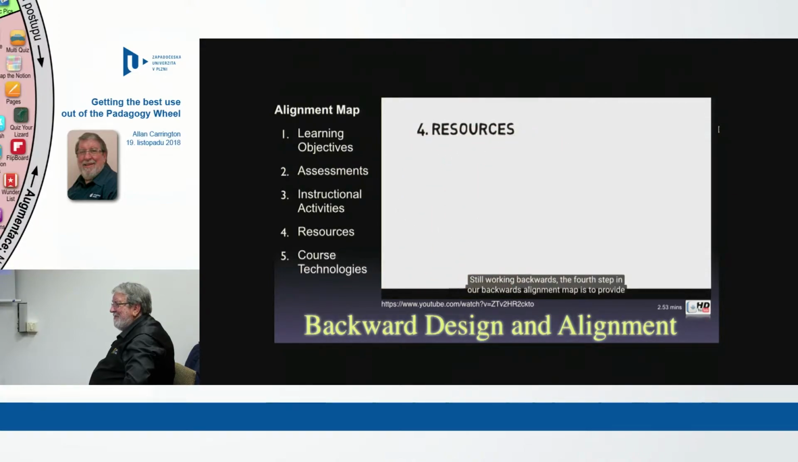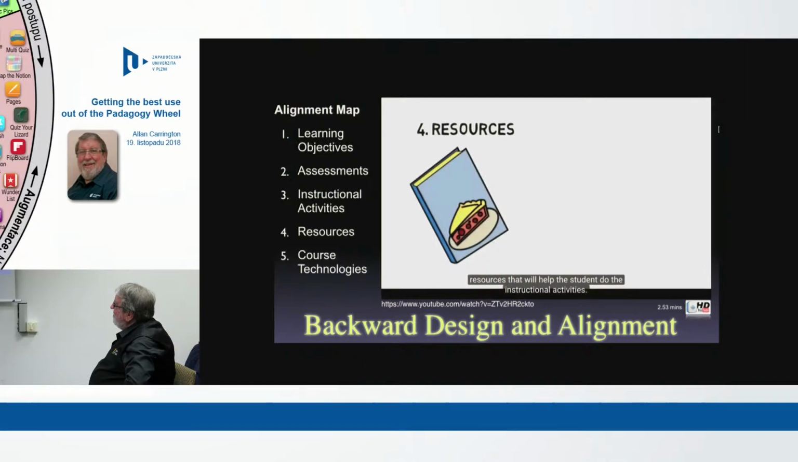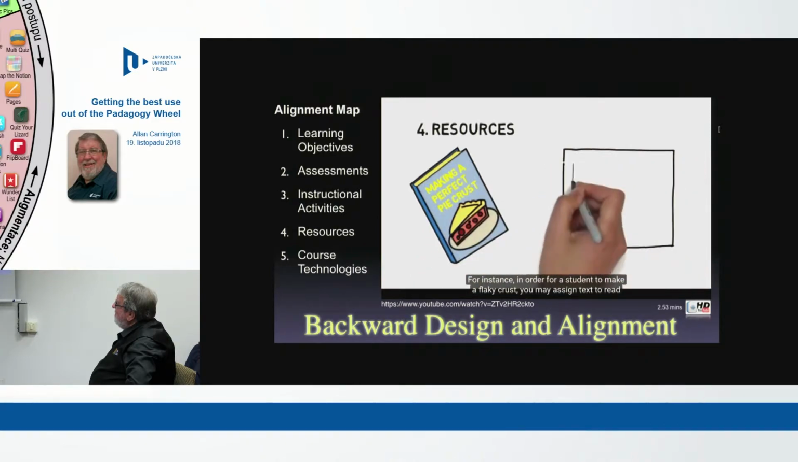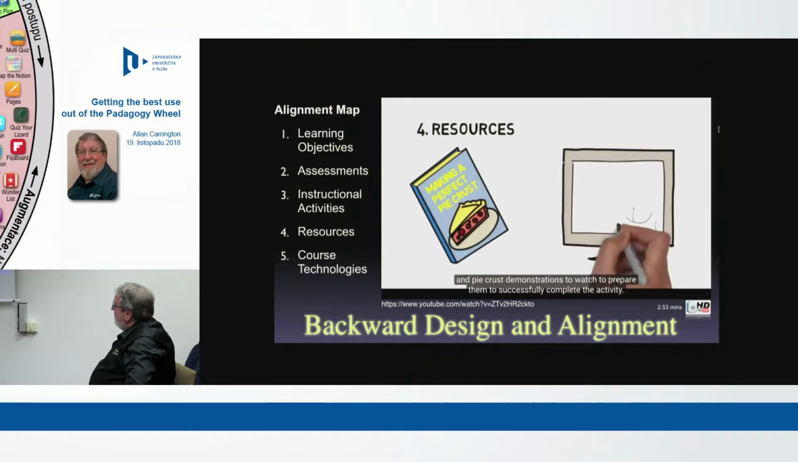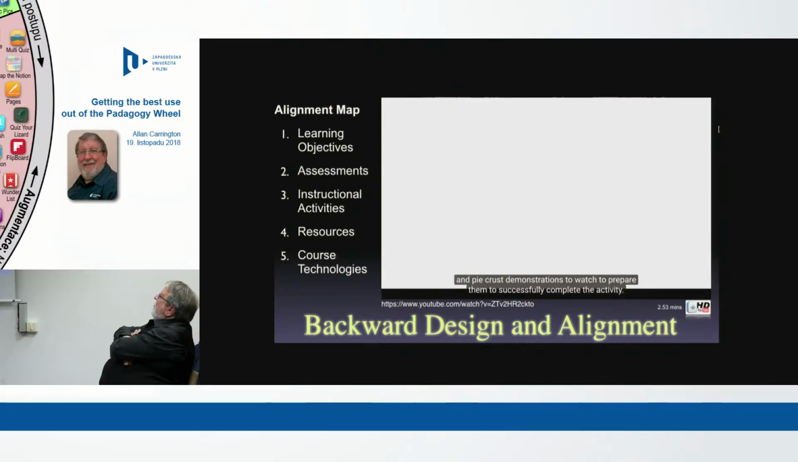Still working backwards, the fourth step in our backwards alignment map is to provide resources that will help the student do the instructional activities. For instance, in order for a student to make a flaky crust, you may assign text to read and pie crust demonstrations to watch to prepare them to successfully complete the activity.